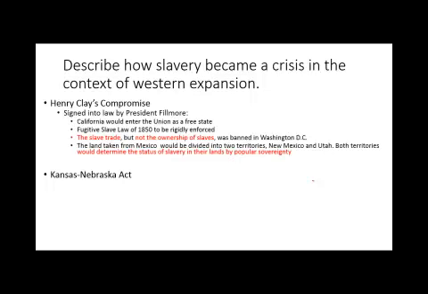Henry Clay's Compromise. President Fillmore. Anytime we have an individual, a politician, I recommend you always highlight or underline those people. California enters as a free state. Okay, here are provisions within this. So, California free state, fugitive slave law, and this is that tit for tat approach: you get something, we get something. Fugitive Slave Law 1850, rigidly enforced.